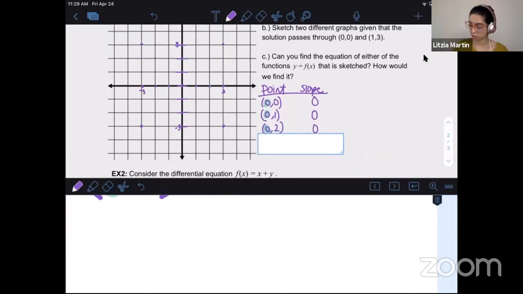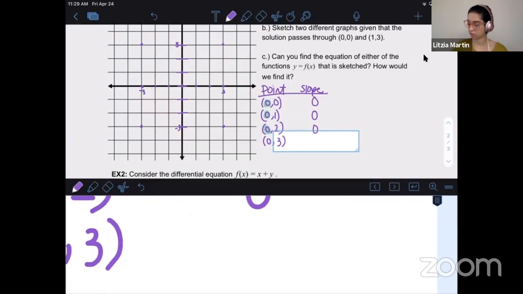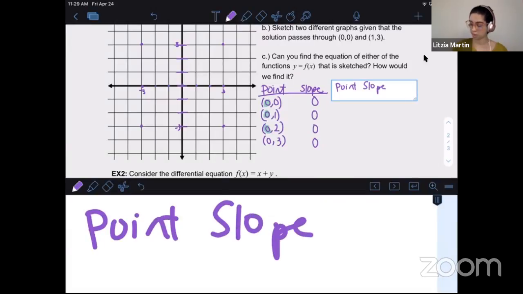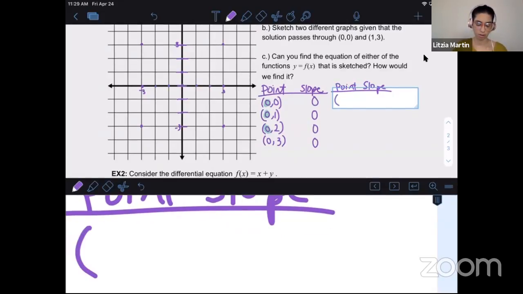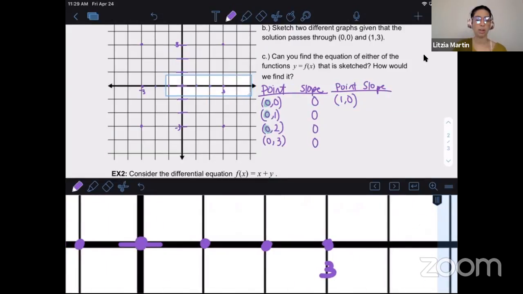So I'll do one more. 0, 3. We know that's 0. But all the other points that I already filled in, we know that's going to be true. We'll do another table here and pick more points. So let's pick the point 1, 0. That's going to be this point right here.